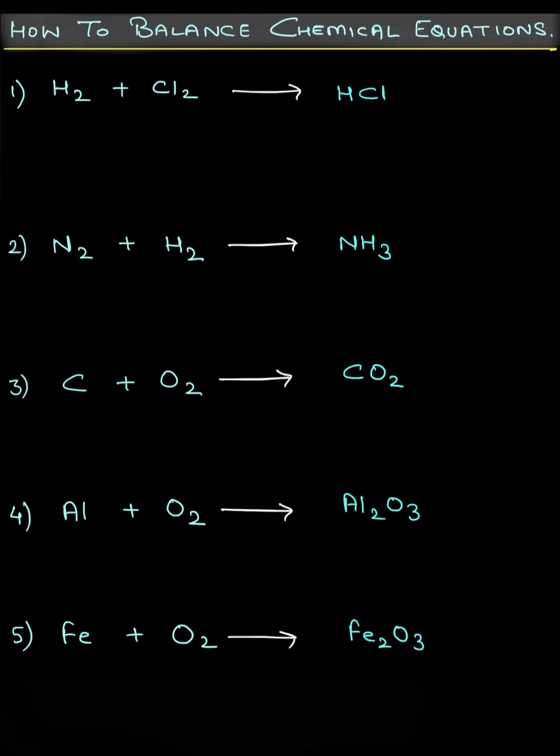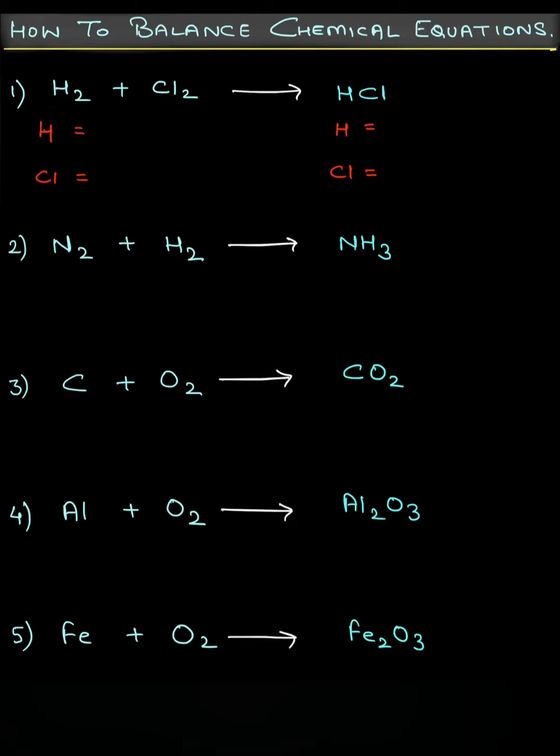Now the first thing you need to keep in mind is that for balancing a chemical equation, the number of atoms should be equal. Now the first chemical reaction is between hydrogen and chlorine, which gives hydrogen chloride. So first you need to write the atoms present in a chemical reaction, both on the left side as well as on the right side.